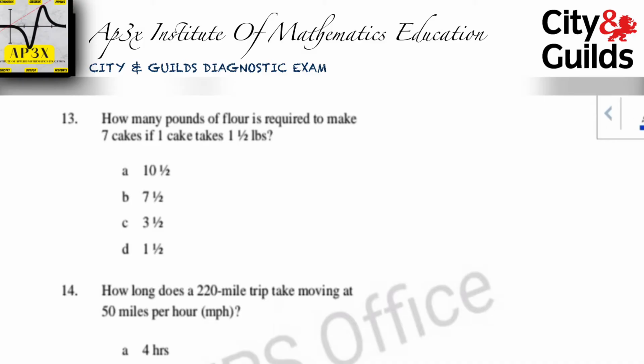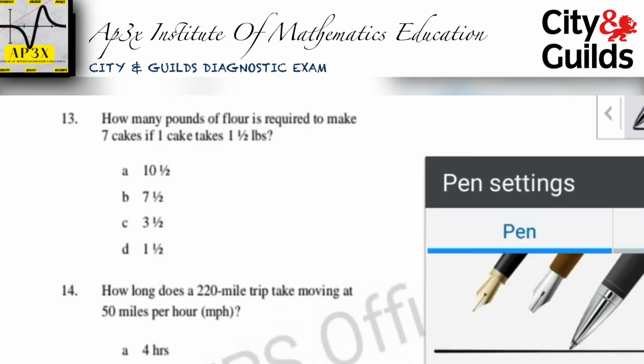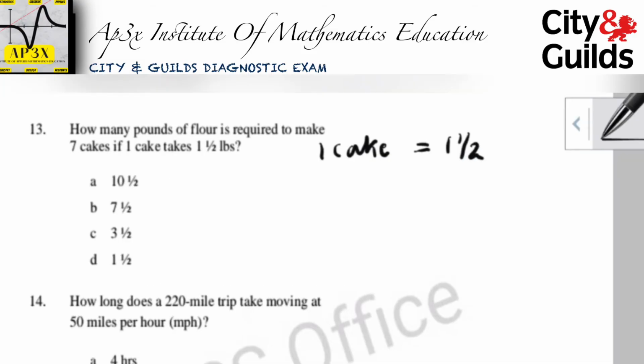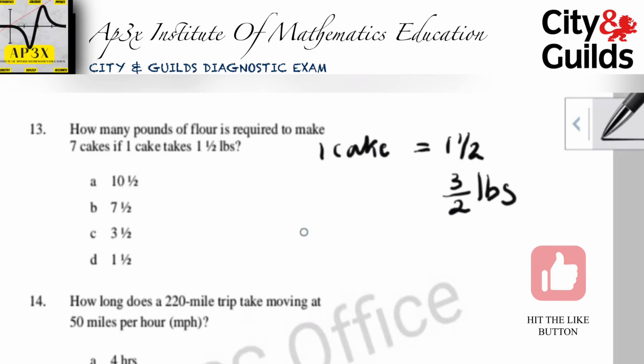All right, so this is pretty easy. We can say here that 1 cake, based on the information, is equal to 1.5. So we can convert this 1.5: 2 times 1 is 2, plus 1 is 3 over 2. Just converting this mixed number to an improper fraction, we know that 1 cake weighs 3 over 2 pounds, and we need 7 of those. So that's 7 multiplied by 3 over 2.